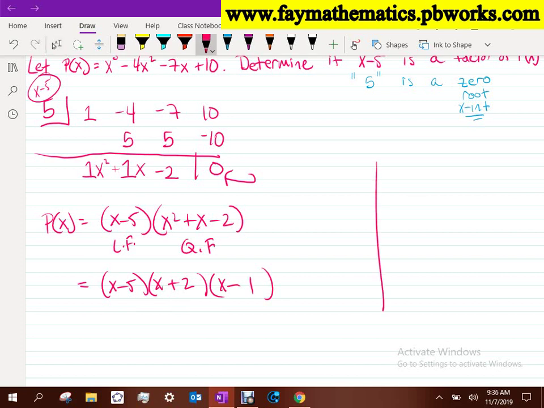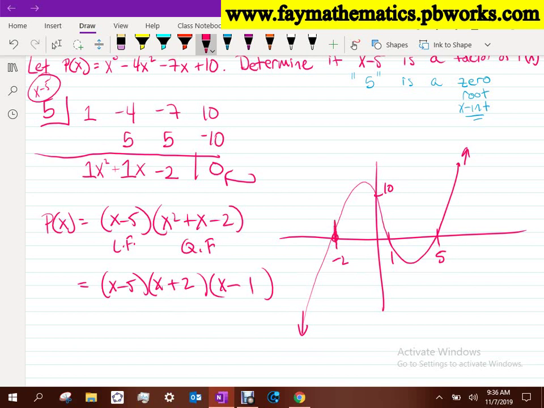Now just thinking about your graph real quick. It's cubic. In behavior is that and that. Your y-intercept is 10. You now have an x-intercept of 5, an x-intercept of 1, and an x-intercept of -2. So maybe your graph looks something like that. But it allows us to quickly get that without having to rely on our technology. Okay.